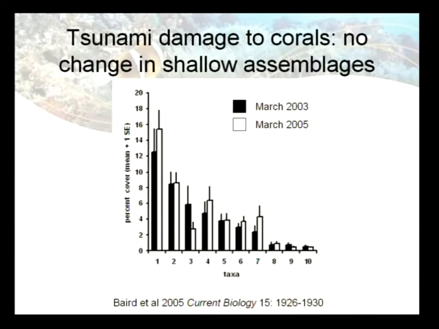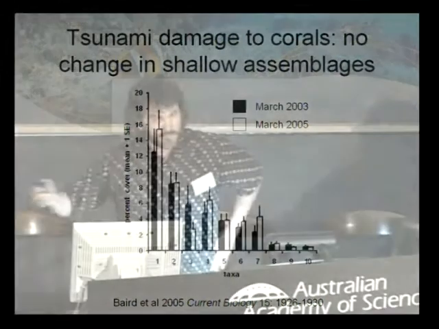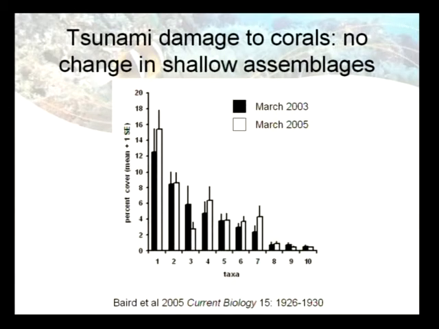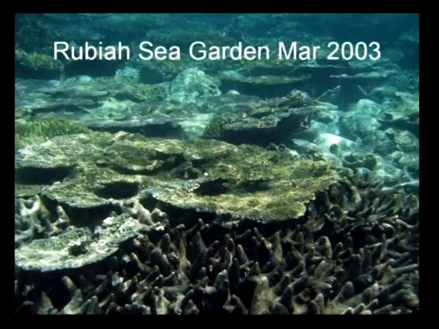And so what this graph shows, it compares the community structure at 3 sites that I had surveyed in 2003, which is in black, to 2005. Along this bottom axis, there's 10 taxa of scleractinian corals. This is their percent cover. You can see that in the 2 years between the surveys, some have gone up, some have stayed the same, some have gone down. This is just the normal sort of pattern that you'd expect in 2 years change in a coral community. In effect, in the shallow water coral community, the tsunami had absolutely no impact. The waves at this point were about 5 metres, which was rather surprising.